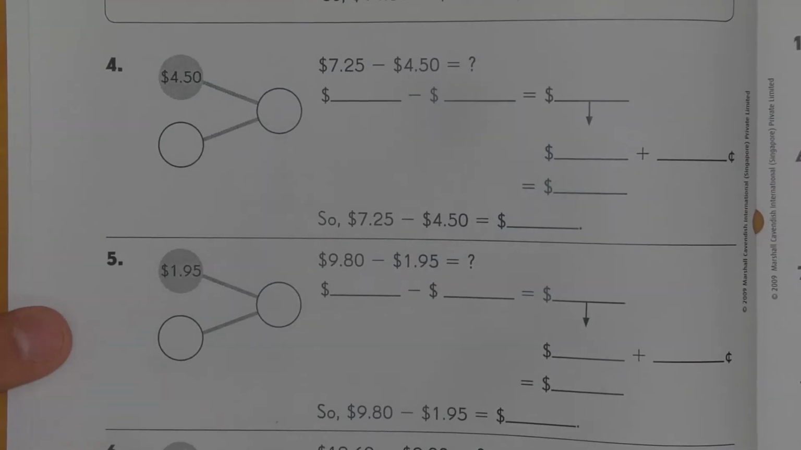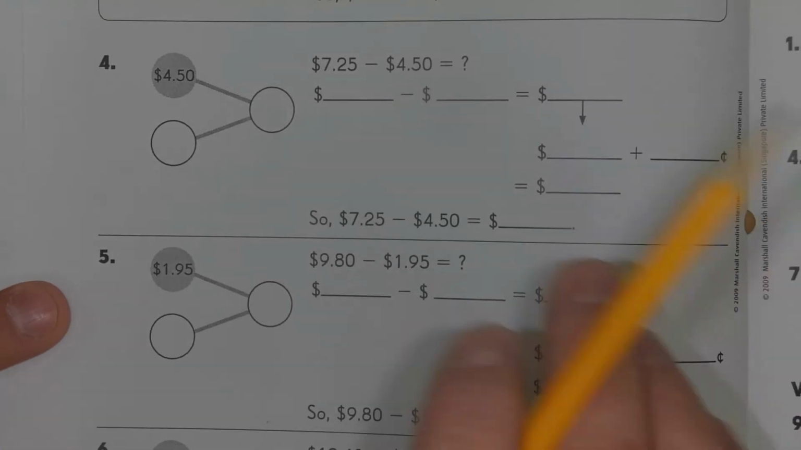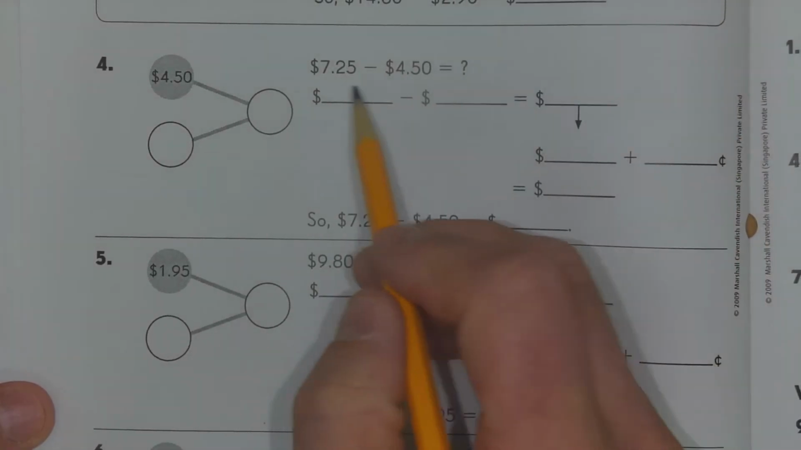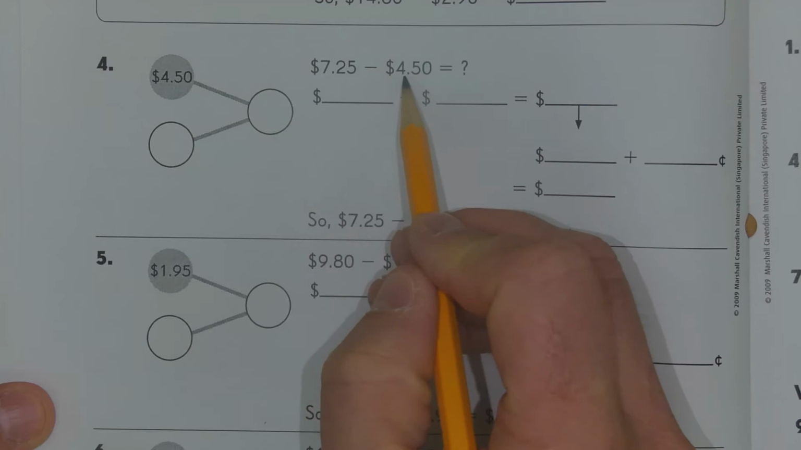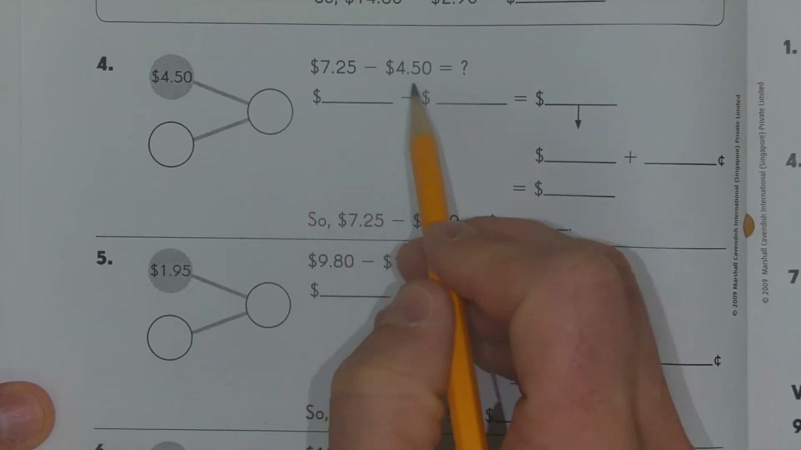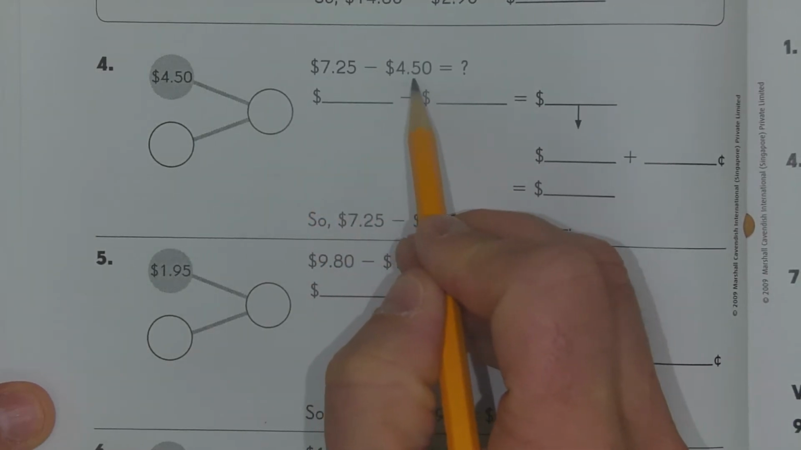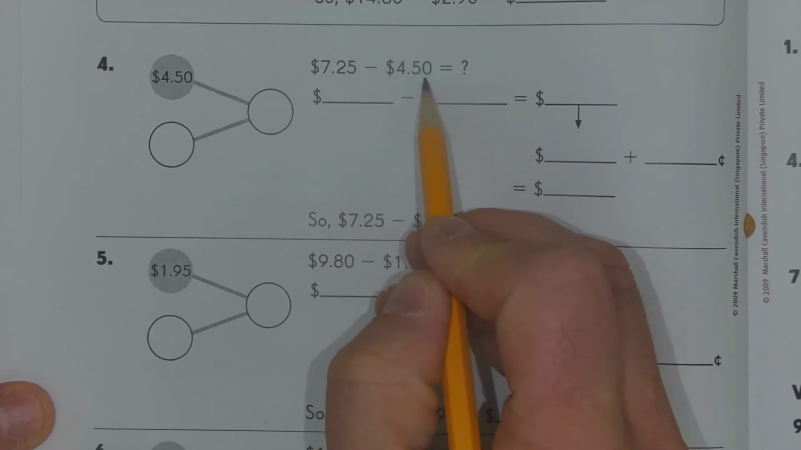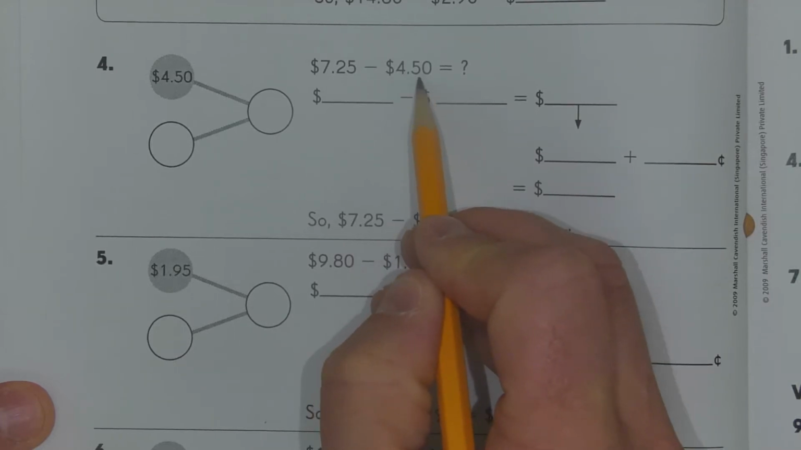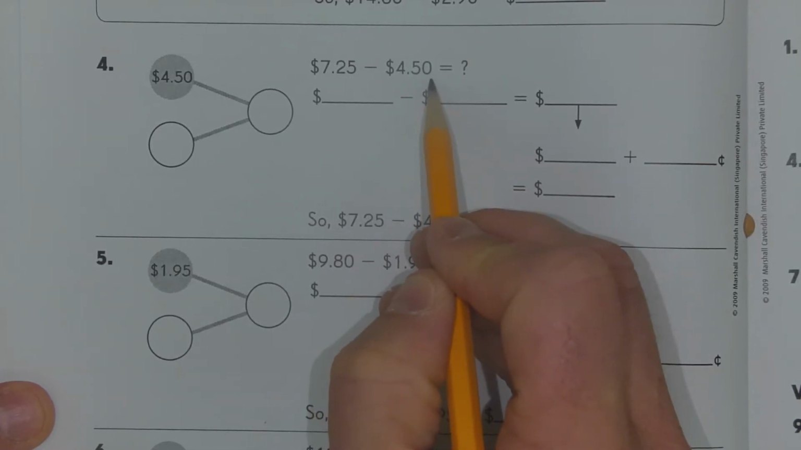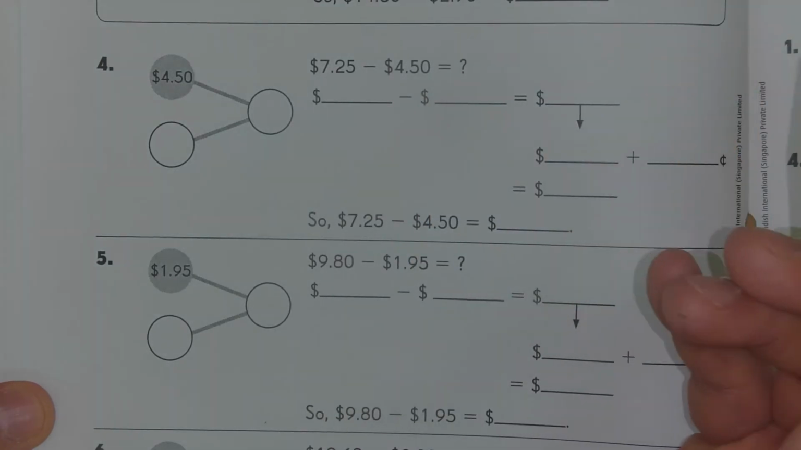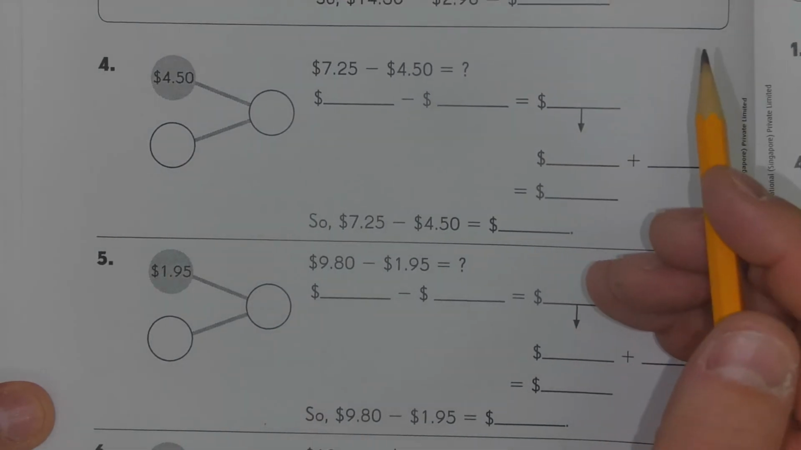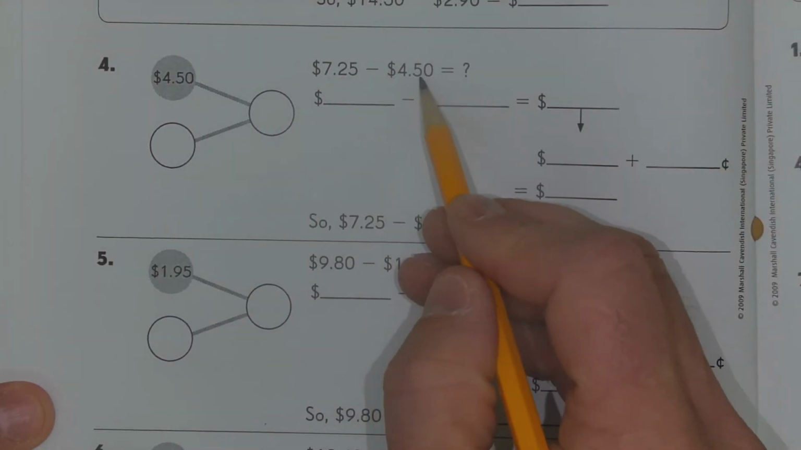So we are focused in on number 4. Remember, the first thing I do is just look at the problem, $7.25 minus $4.50. The next thing I'm going to do is try to bring this up to an even dollar amount. And remember, when I say even, I mean a dollar amount with no cents. So the next closest dollar amount I could bring this to would be $5. Or I could go down to $4 too, but in this case, we're going to go up to $5.